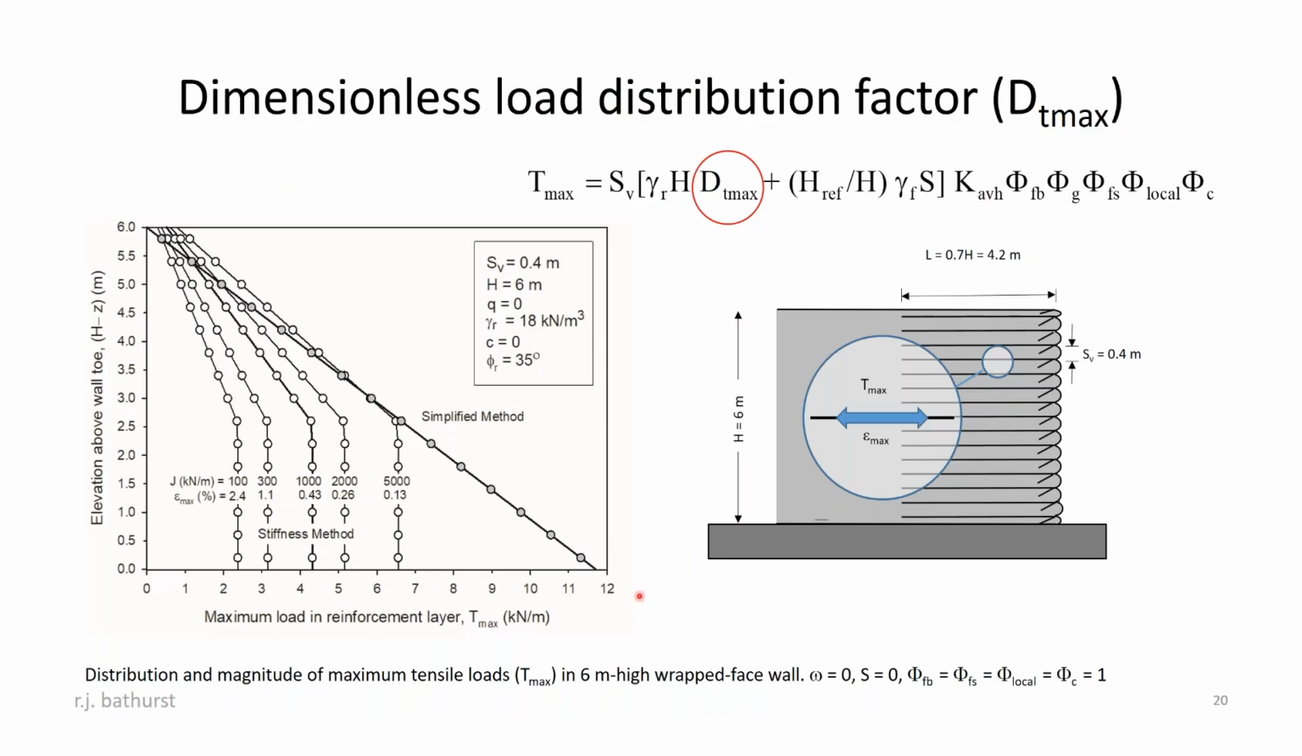So this D_tmax corrected this distribution to follow a bilinear distribution where the reinforcement loads, once you get into the bottom half of the wall, tend to be uniform.